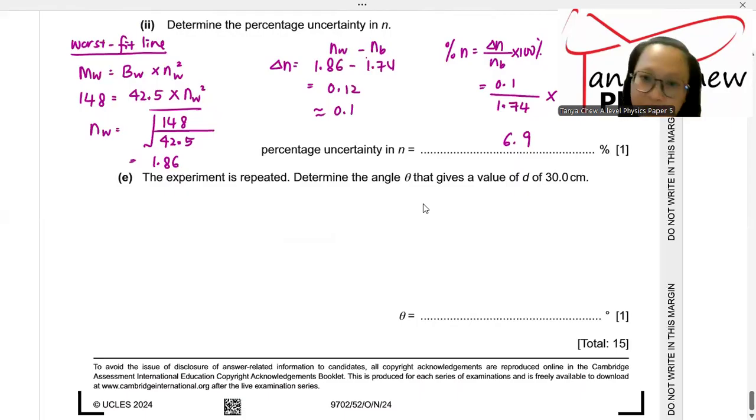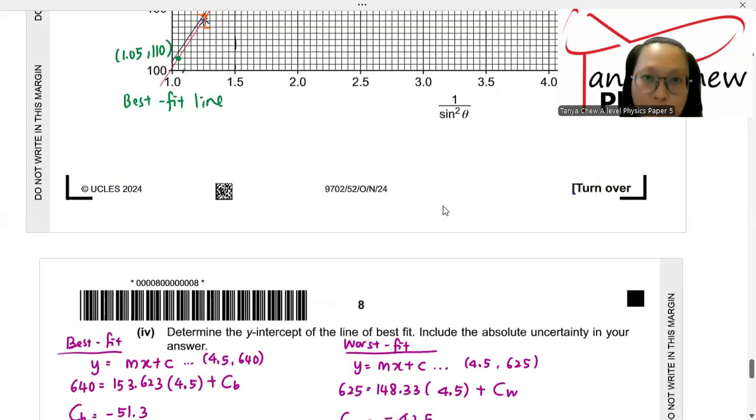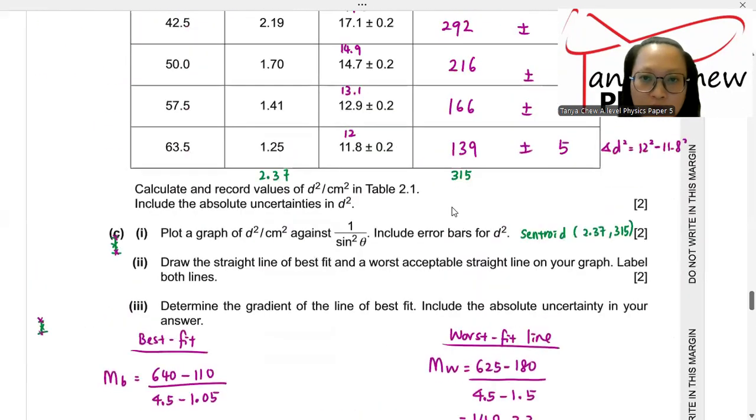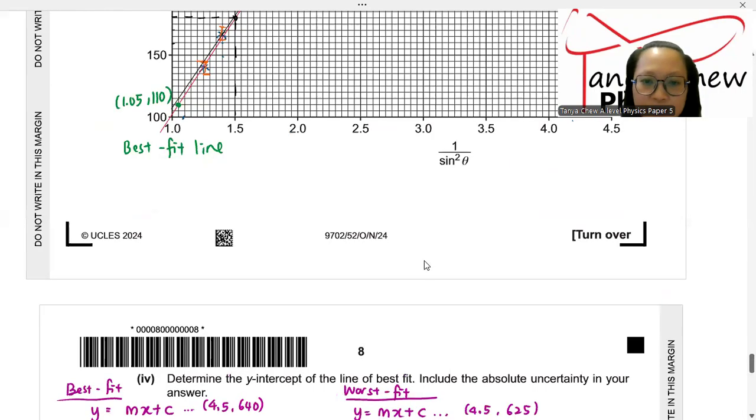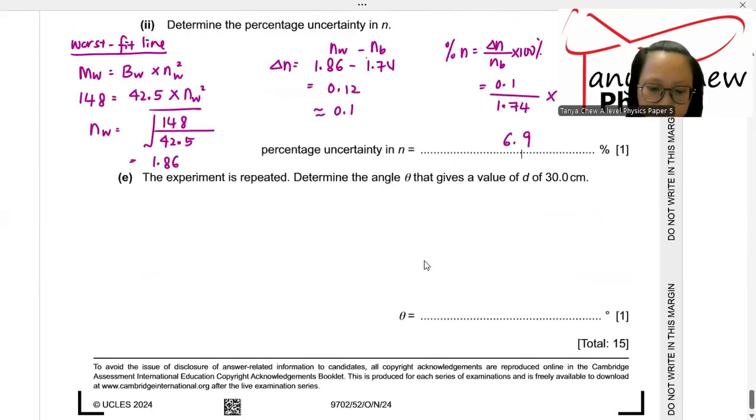And the last part, the experiment is repeated. Determine the angle theta that gives a value of D of 30 cm. The last question, normally you have to use the whole equation that is being suggested. So the whole equation is actually right here. I'm going to use this. D squared is equal to bn squared times 1 over sine squared theta minus b. So I'm going to use that. Let me write it down.